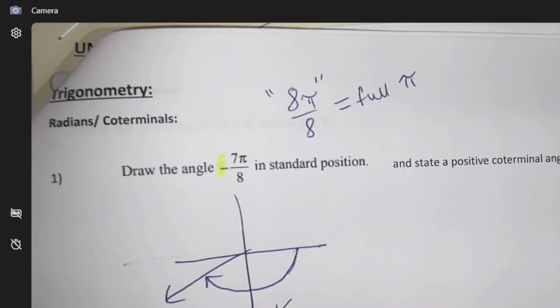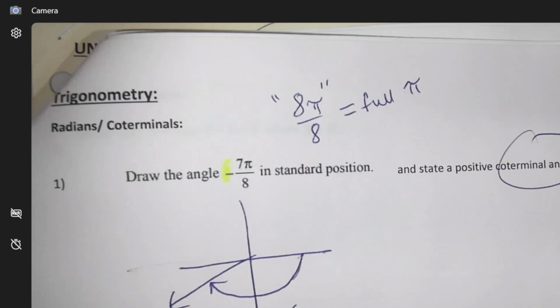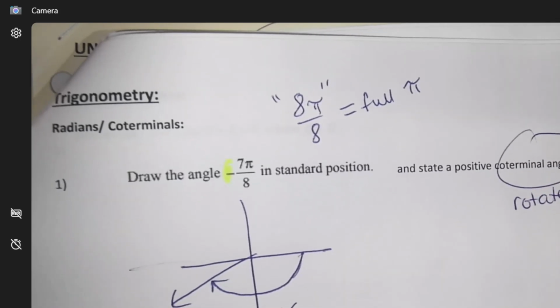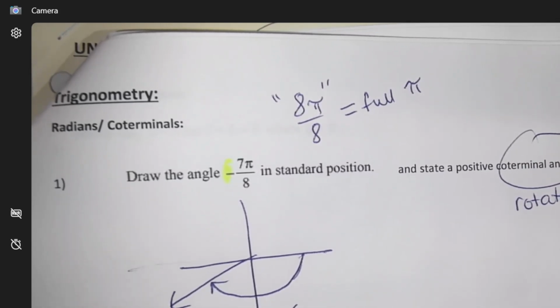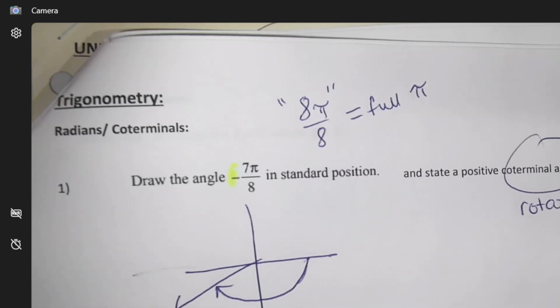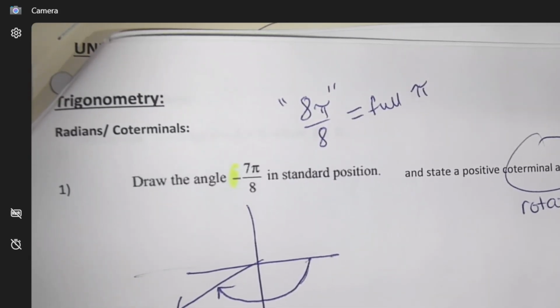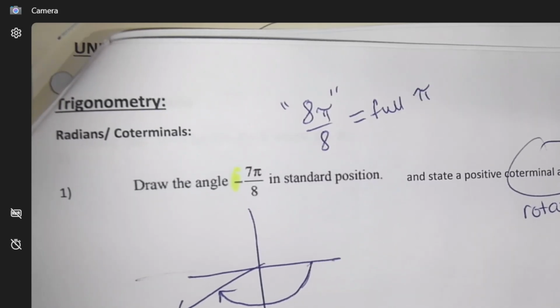State a positive coterminal. What does that mean to you? Another way to get to the same spot. How do we move in a circle to the same spot? How much do we have to rotate to land in the same spot? You have to rotate one circle to land in the same position. How do we measure one circle as a value? 2 pi or 360 degrees. Okay, but we're not talking about degrees at all here, right?